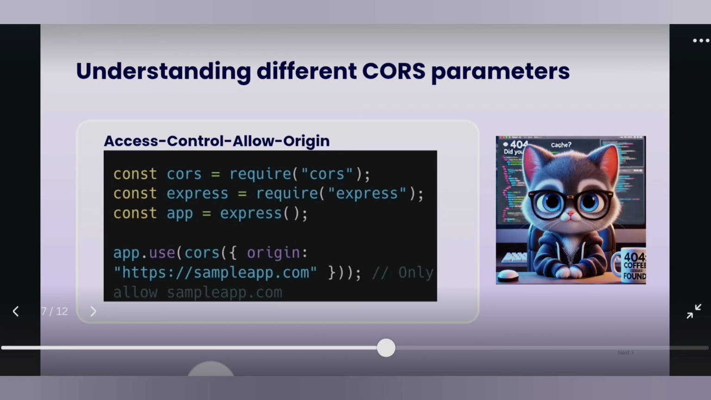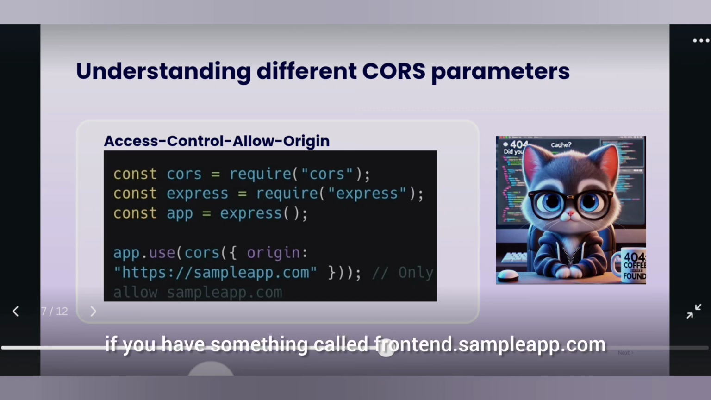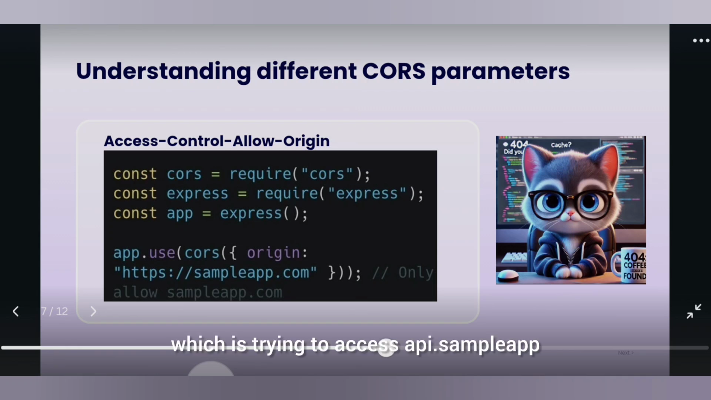Now one interview question that comes from this is, what is same origin policy and how is it different from cross-origin policy? Same origin policy is the policy where both the origins are the same. For example, let's just say you have frontend.sampleapp.com which is trying to access api.sampleapp.com. That constitutes a same origin request, and browsers enforce the same origin policy so that the authorized websites are at least able to access the resources on an authorized server.